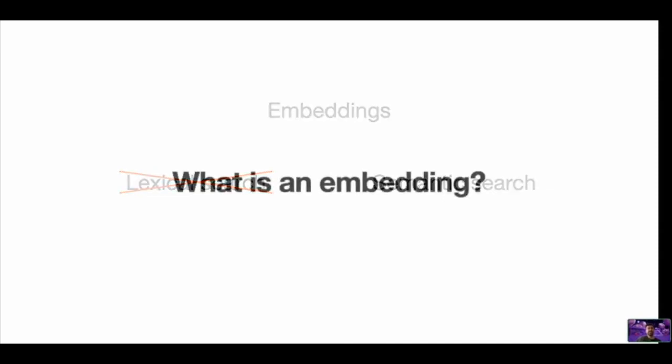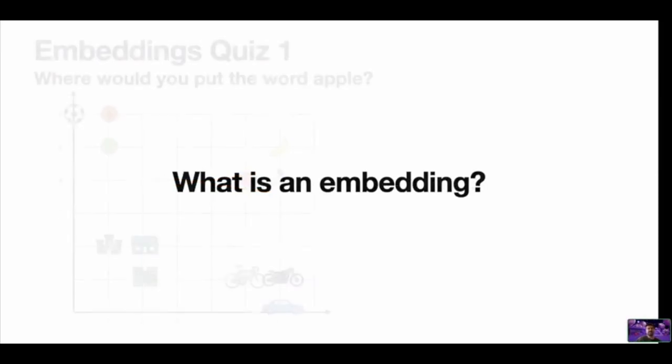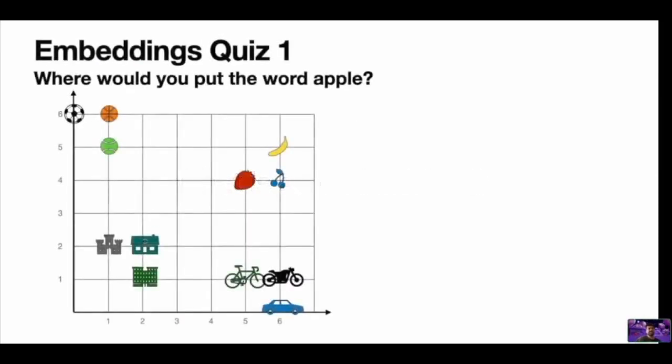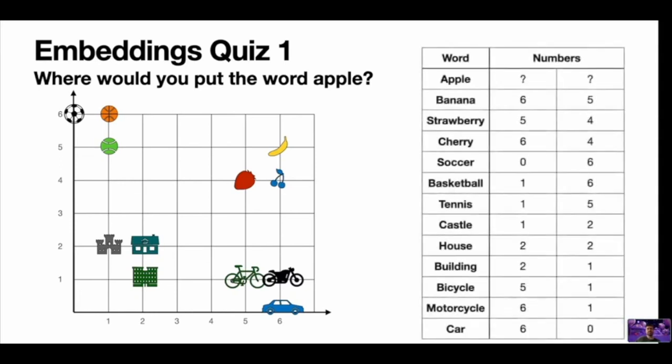If you haven't seen an embedding, let me show you what an embedding is in a very simple scenario. Let's say that I've managed to put words in a plane. So I have the words soccer, basketball, tennis, castle, house, motorcycle, car, strawberry, etc. And I'm going to give you a quiz, and I have the chat right here. The quiz is, where would you put the word apple? Here are, for example, the coordinates of each word, horizontal and vertical. I'm going to give you 3 options: A, B, or C. So audience, where would you put the word apple? In A, in B, or in C?